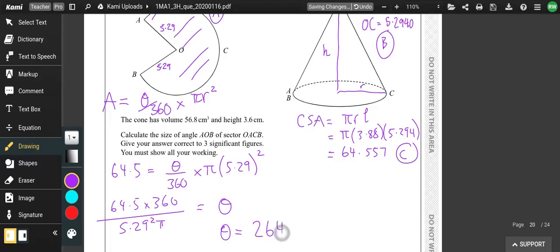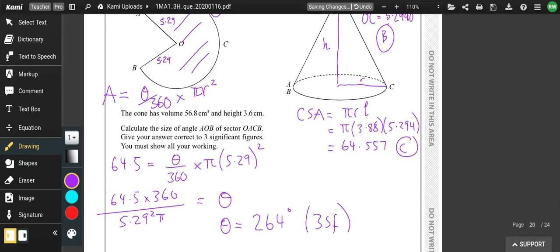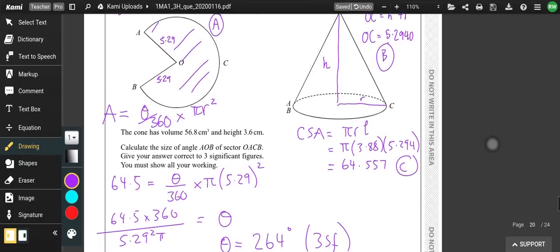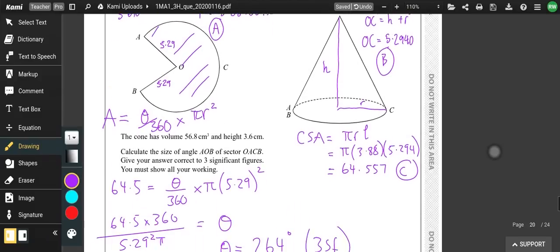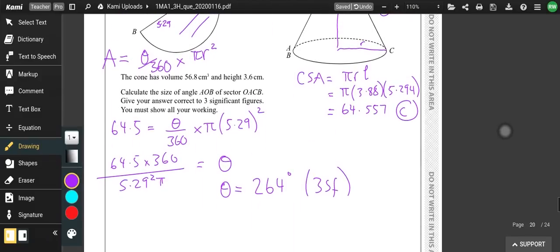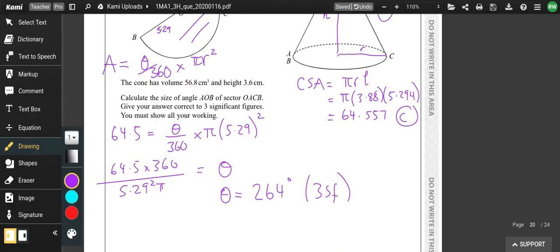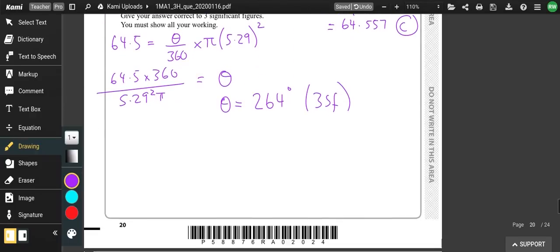264 degrees to three significant figures. Okay, 264 degrees, three quarters of a circle. That looks about right. I know it's not to scale, but it's not ridiculously out. So 264 degrees to three significant figures. Hopefully that is the right answer there for you guys.